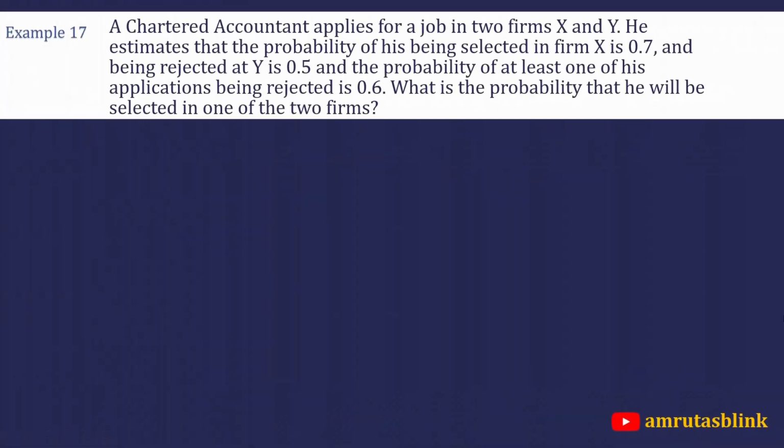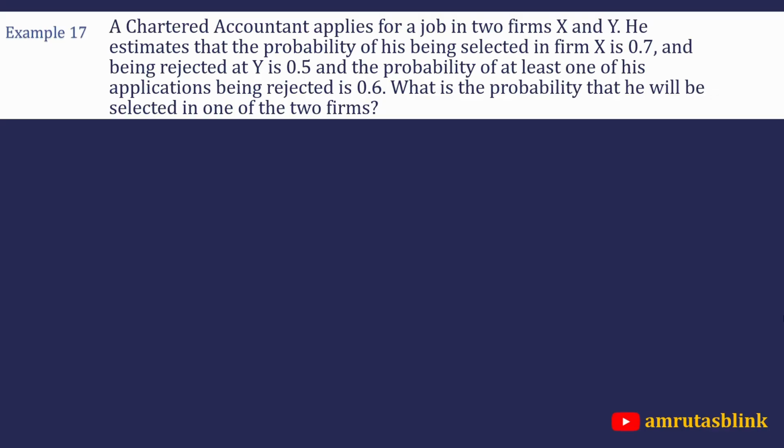Let's move to example number 17. A chartered accountant applies for the job in two firms, X and Y. He estimates that probability of his being selected in the firm X is 0.7 and being rejected at Y is 0.5. The probability of at least one of his application being rejected is 0.6. What is the probability that he will be selected in one of the two firms?